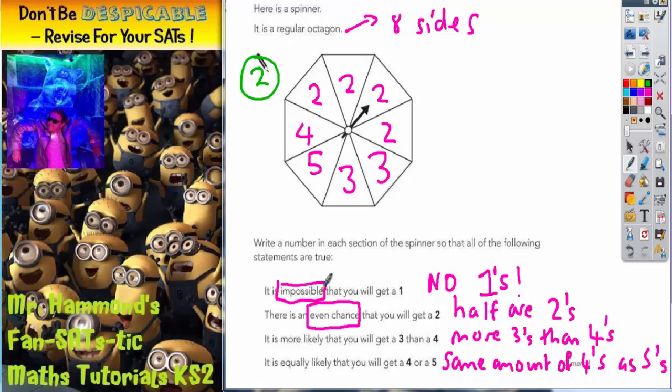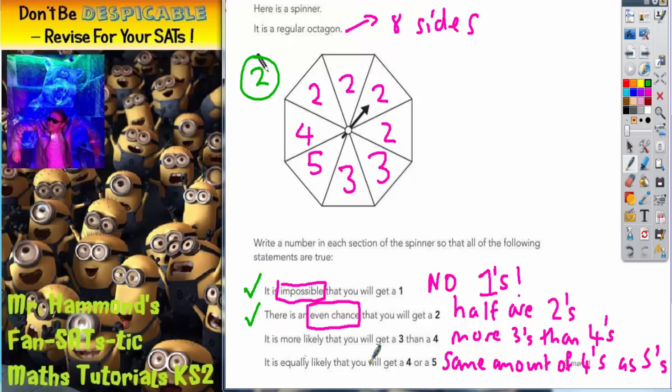It is impossible that we will get a 1. Well, there are no 1s there, so that statement is ticked off. There is an even chance that you'll get a 2. So even is 50-50 or half and half. So half the numbers are 2s, half the numbers aren't 2s. So that statement is ticked off.